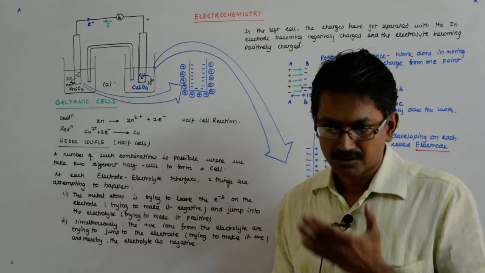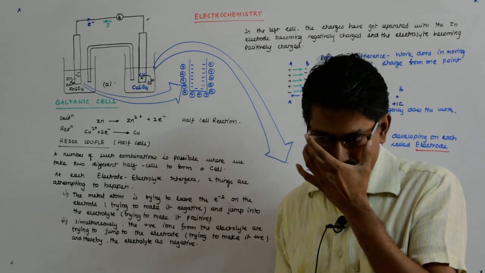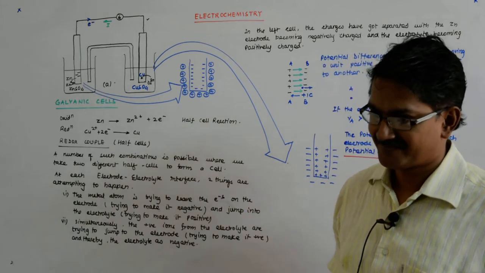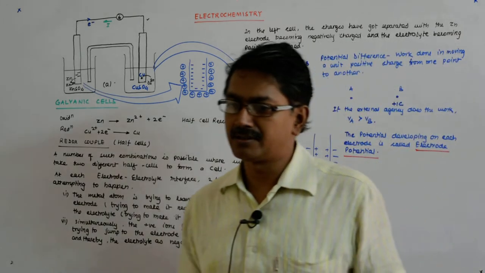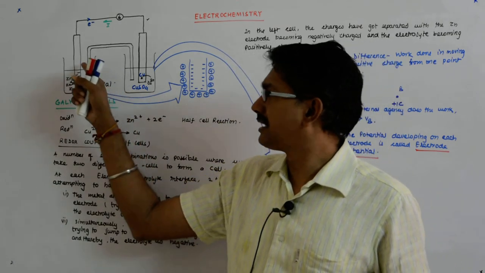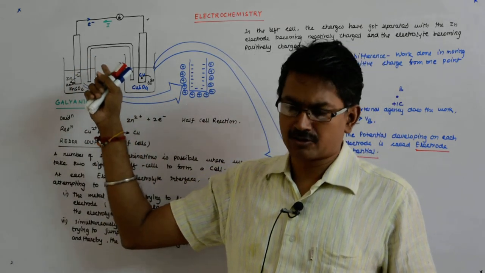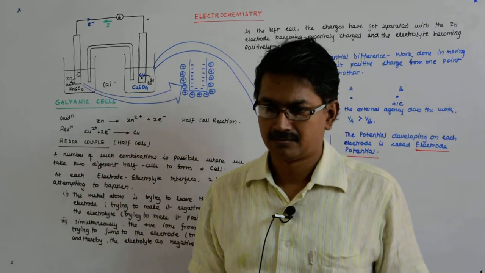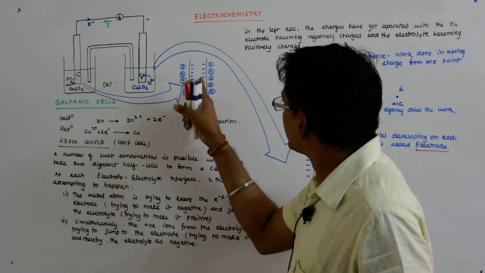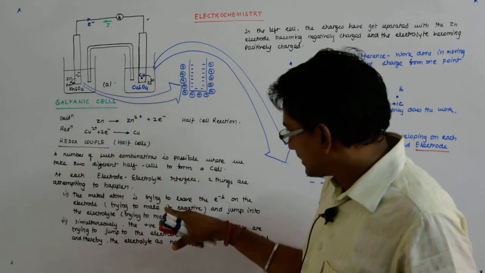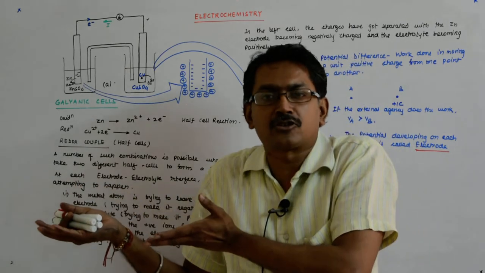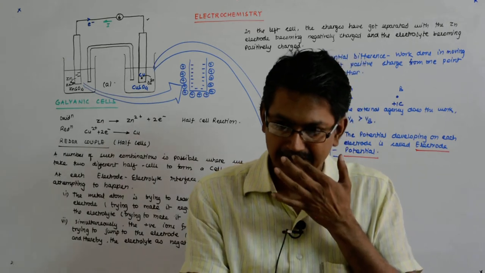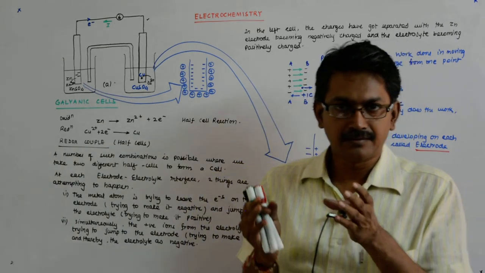In the zinc electrode, the electrons are not being released into the electrolyte. They are being left on the electrode, and it is the positive ion which is jumping into the electrolyte. That's why it's becoming negative. Zinc has left its electron onto the electrode and jumped into the solution, so that the electron can travel through the wire to copper.